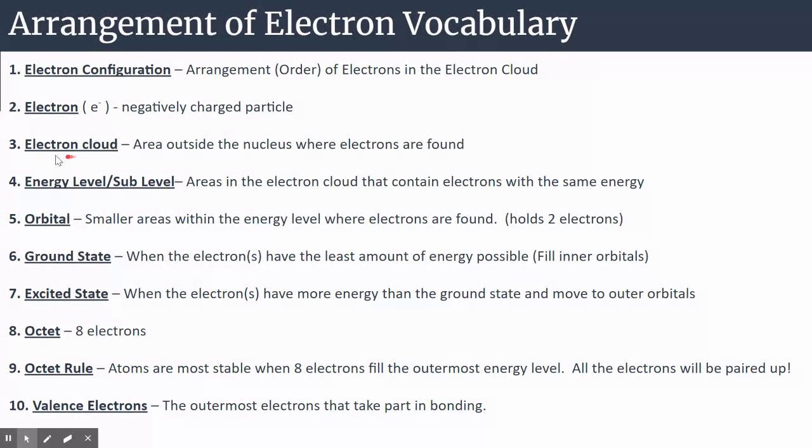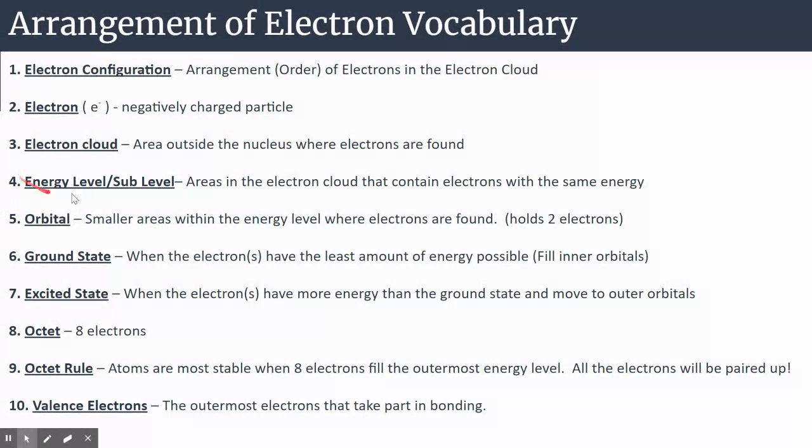Now, what we can actually do is split up the electron cloud into smaller areas. So our electron cloud is the whole space outside the nucleus, and we can split that up into energy levels. Now, energy levels are areas where electrons have the same amount of energy as each other. So if two electrons are in the same energy level, they're going to have the same amount of energy. As we go further away from the nucleus, we get more and more energy levels, and the electrons need more and more energy to get there.